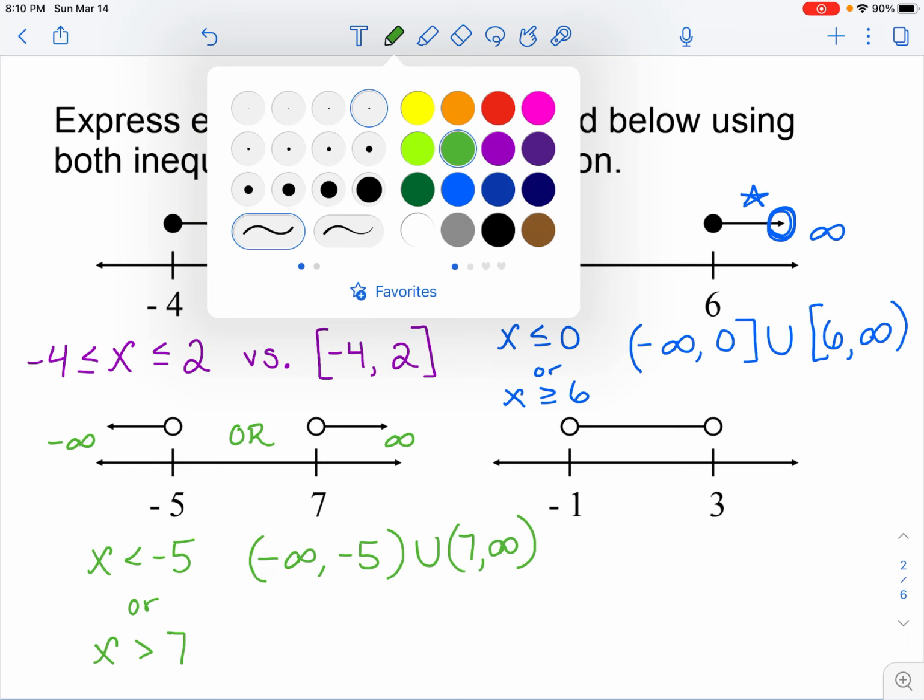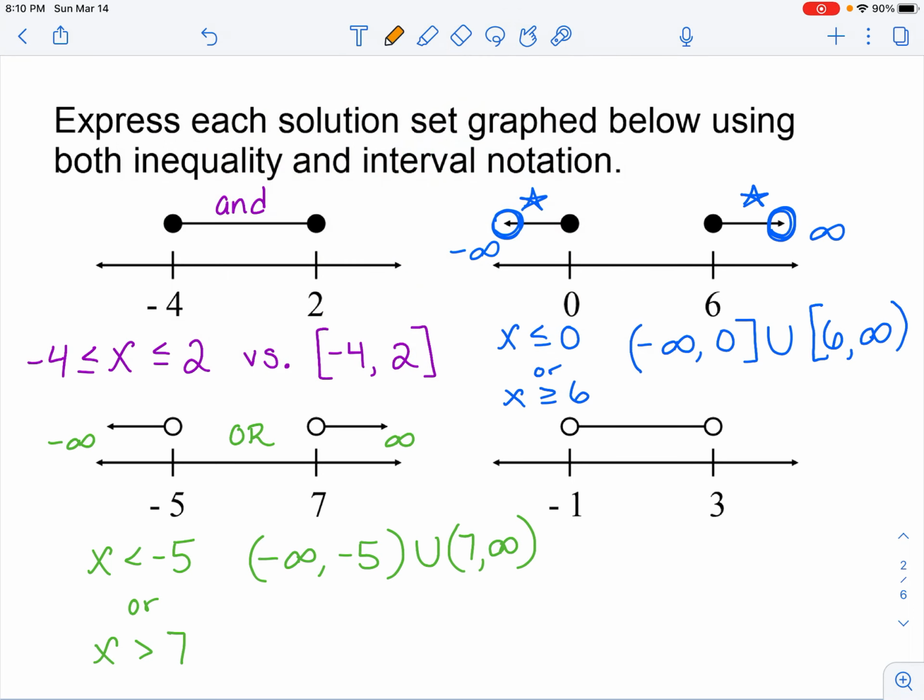And now for this final one, this is back to being an and inequality because there's only one segment on the number line that was covered. And it goes from negative 1 to 3. And there's no equal to because these are open circles. That means that I have a single interval starting at negative 1 and ending at 3, with parentheses because there's no equal to. So that's how you write interval notation from a number line.